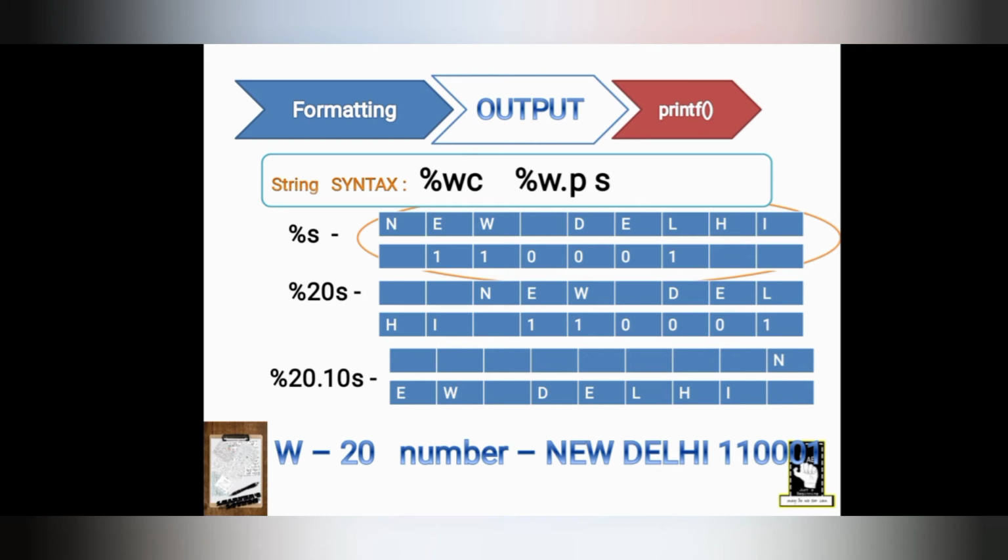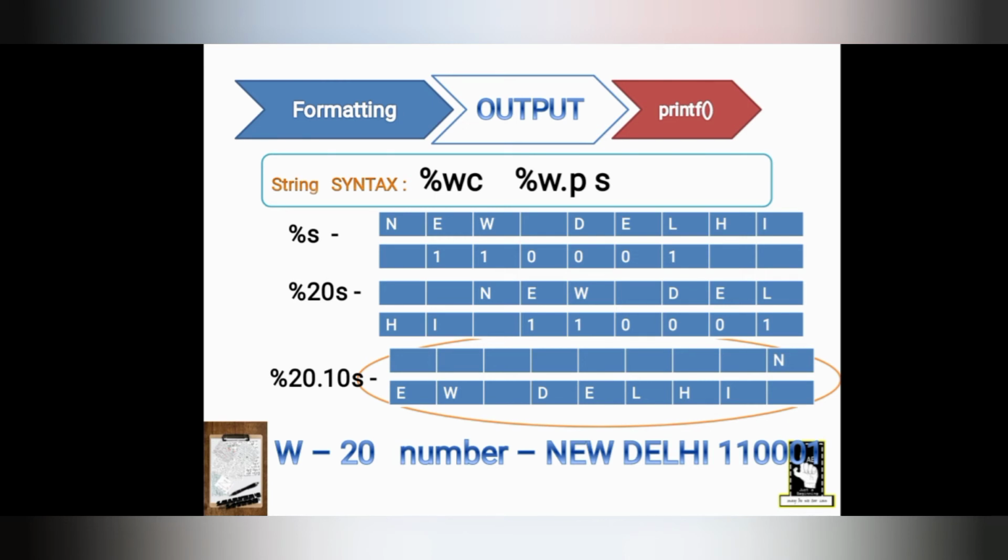Okay, then the next is percentage 20.10s. This also does the same as above, but displays only the first 10 characters in the given string. It means that 20 will allow the 20 spaces and will print only the 10 characters, that is the first 10 characters, in the 20 blocks on the output screen.